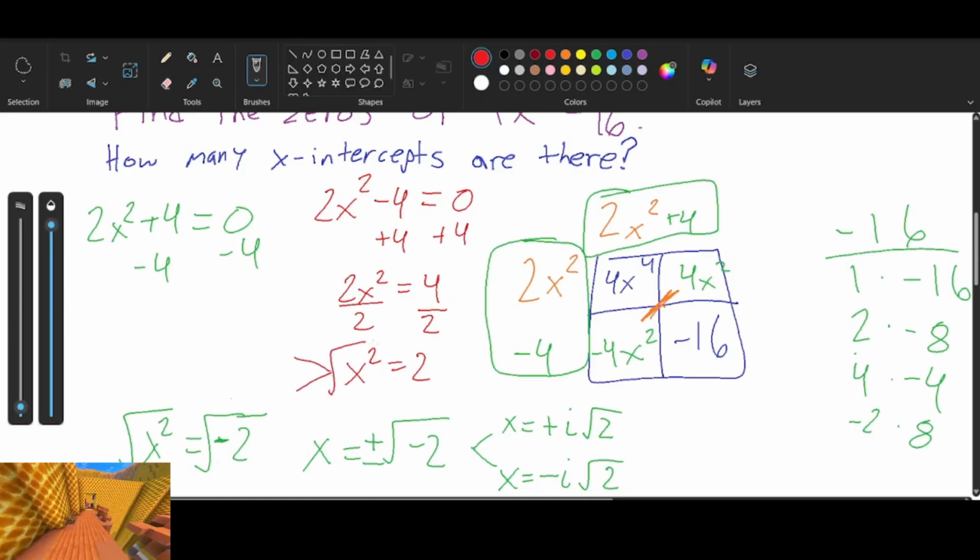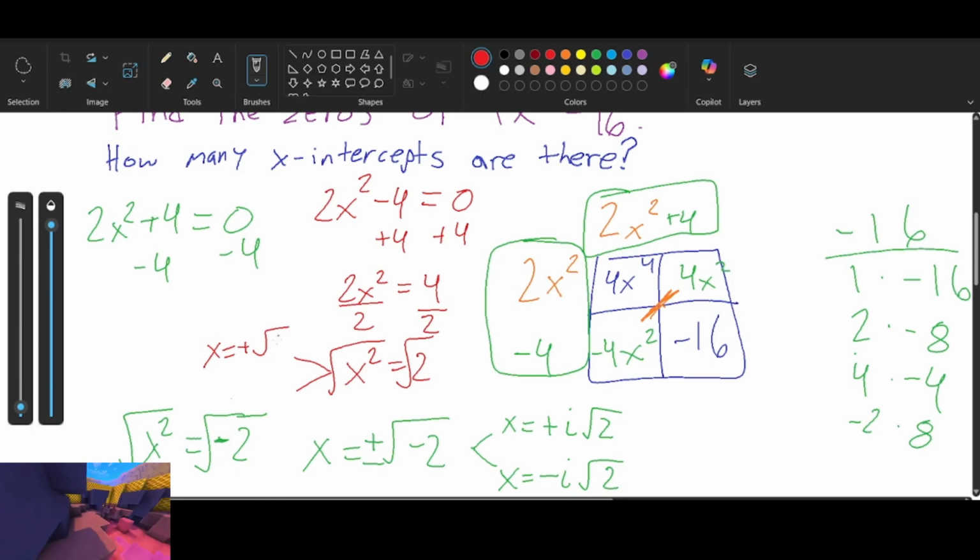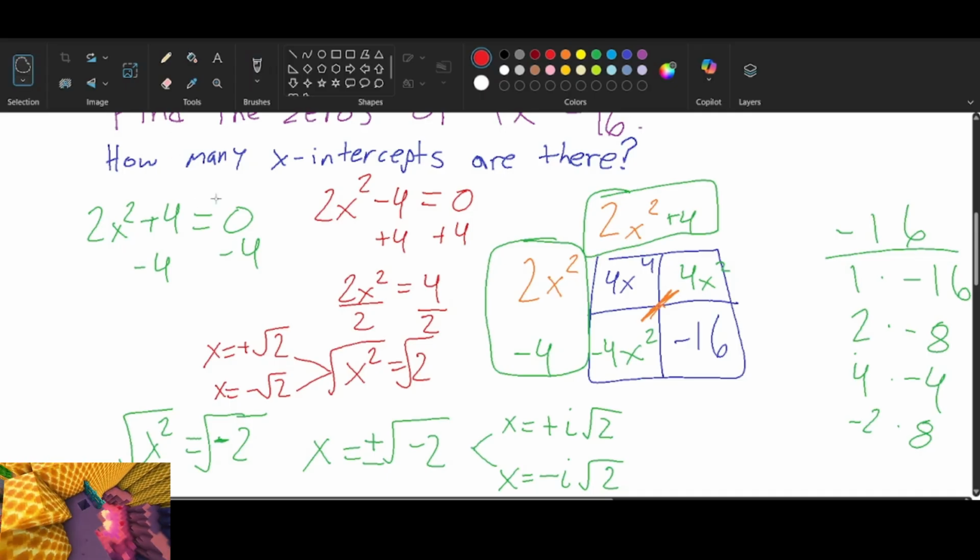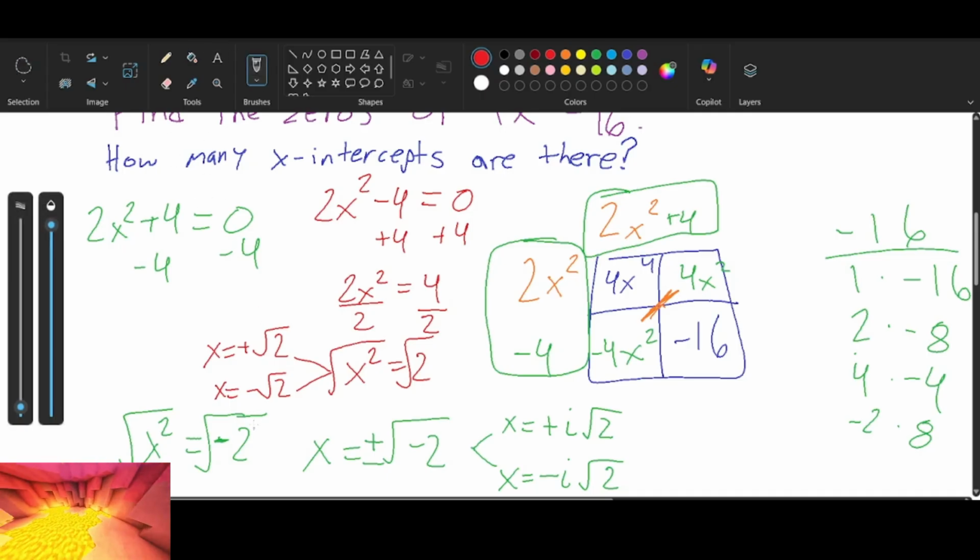I'm going to take the square root of these, right? So I get x equals a positive square root 2 and x equals a negative square root 2. I know my notation doesn't look perfect, but this is a negative root 2.